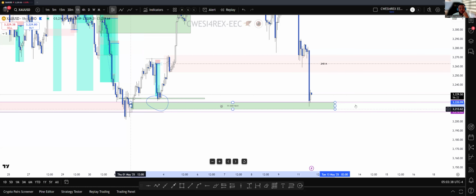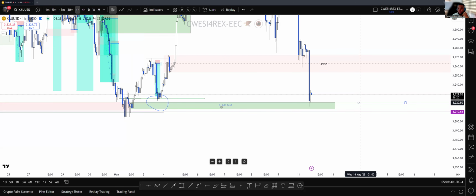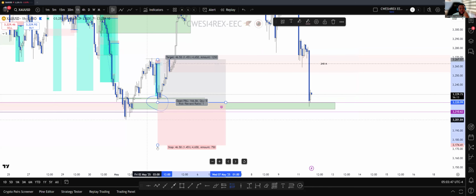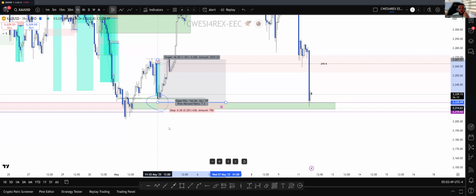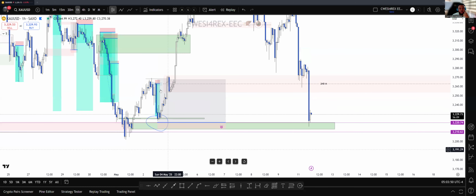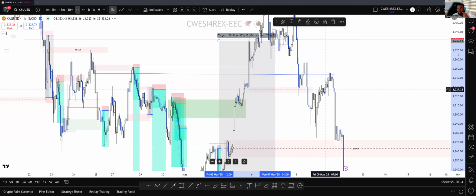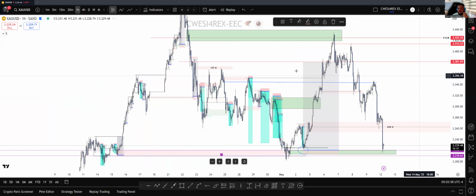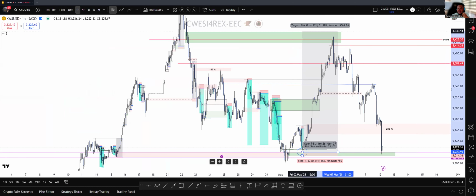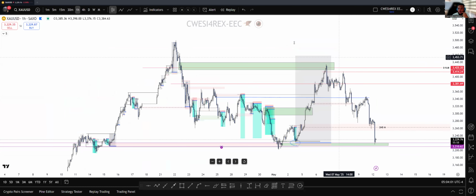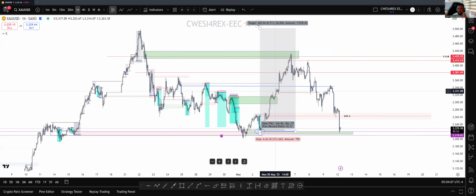My entry is this zone over here on H1. I had my limit order set over here, and I was targeting the daily levels. But then I extended it all the way up, while still paying attention to the daily levels that we have.